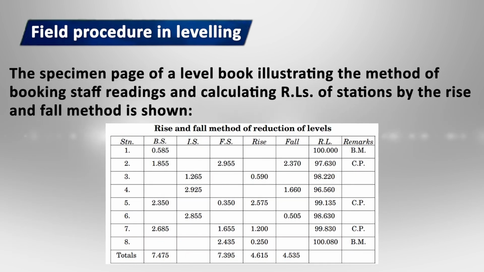If the RL of the back staff point is known, then the RL of the following point may be obtained by adding its rise or subtracting its fall from the reduced level of the preceding point, as the case may be. The specimen page of a level book illustrating the method of booking staff readings and calculating RLs, that is, reduced levels of stations, by the rise and fall method is as shown. This is the rise and fall method of reduction of levels.